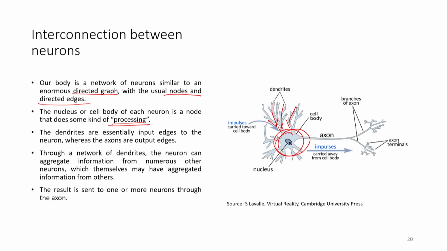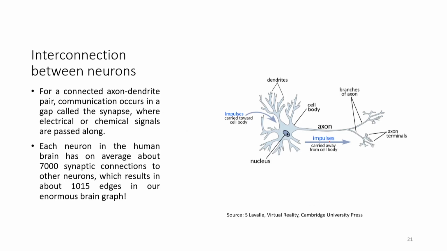Through a network of dendrites, the neuron can aggregate information from numerous other neurons, which themselves may have aggregated information from others. So, this network of dendrites helps the neuron aggregate information, and these dendrites may have aggregated the information from other neurons. The result is sent to one or more neurons through what is known as the axon. So, after the processing, the result is sent through the axon.